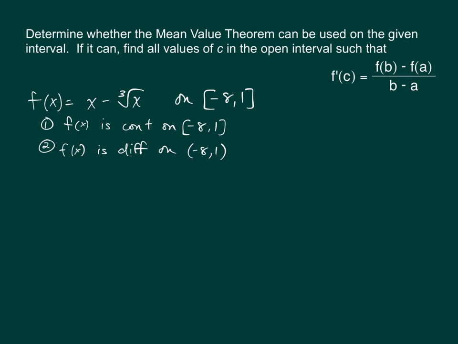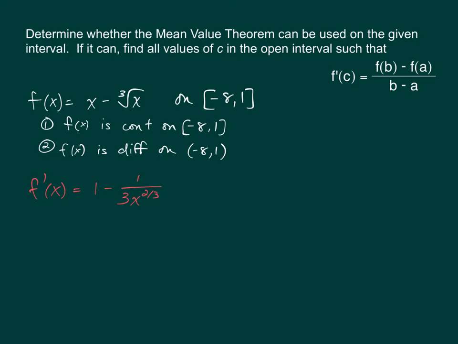However, when we take the derivative of this, f prime of x equals 1 minus, now mind you, this is a 1/3 power up here on this x. This would be 1 over 3 x to the 2/3 power.